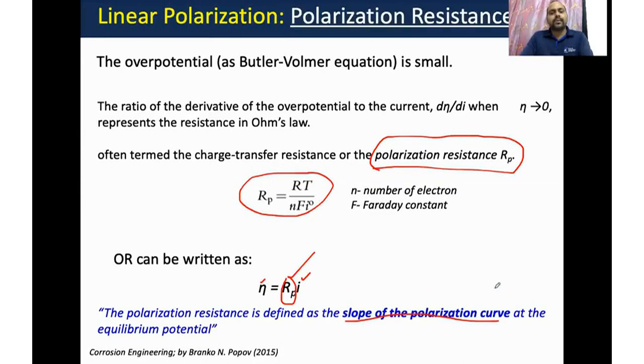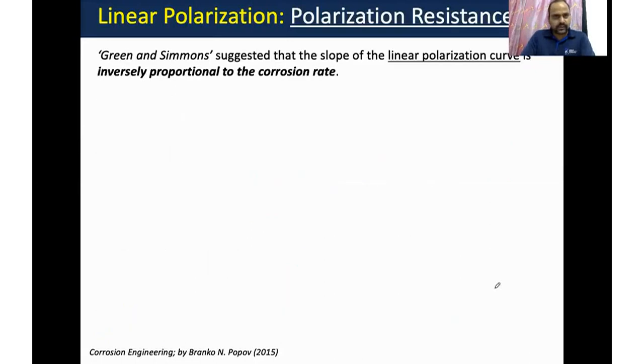Similarly, in another report, Stern and Geary gave the derivative of overvoltage versus applied current curve. Means RP is linear only in a small range. The plot from which we calculate RP is linear within a small range, 10 to 20 millivolt above and below the equilibrium potential. They have given this data, and it is only linear there.